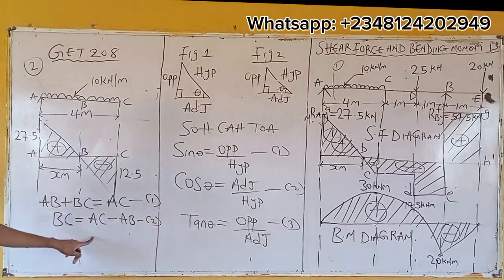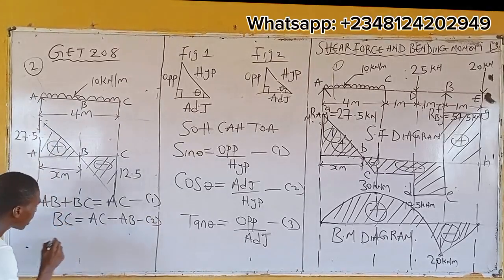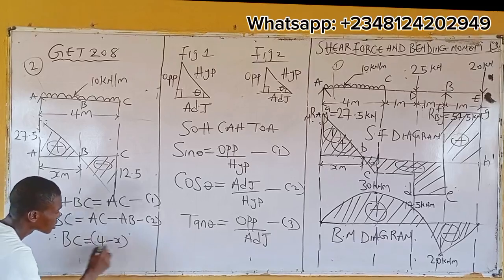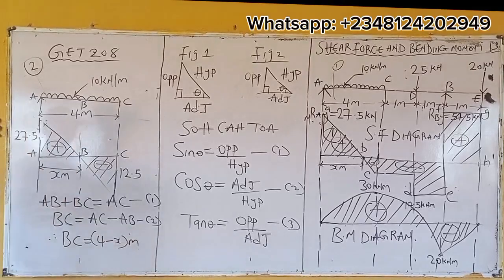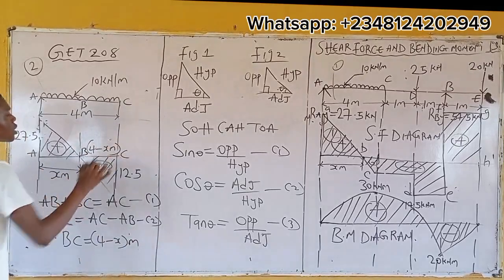Now let's input values. What's AC? 4. What's AB? X. Therefore BC is equal to 4 minus X meter. So what do you have here? 4 minus X meter.